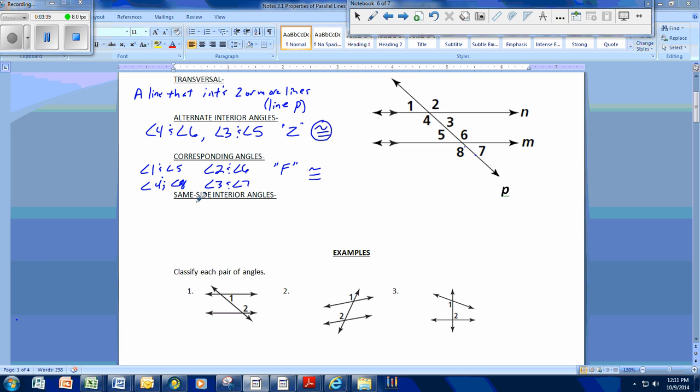Finally, we have same side interior angles. Same side interior angles means same side of the transversal, and interior meaning inside the two lines. So we're looking at these 4 angles right here. Same side interior angles would be like angles 4 and 5, or angles 3 and 6.